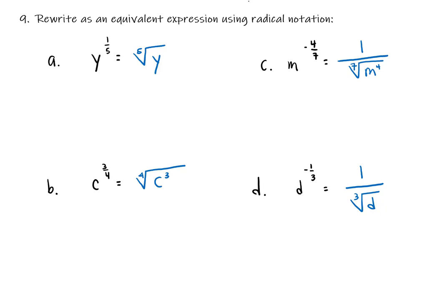Okay, so once again, the numerator of the fraction turns into the power, like we have m to the 4th, and c to the 3rd. The denominator of the fraction turns into the index of the radical, and then the negative in the exponent turns it into a fraction itself.